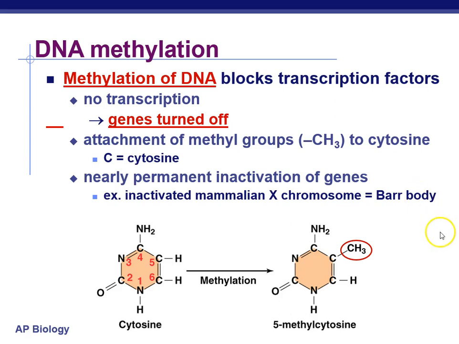Those genes are not being expressed. In fact, this is actually a way that Barr bodies are made in female cells that are going to deactivate one of their X chromosomes. So this is a way to do that by simply adding a methyl or a CH3 group to the cytosines.